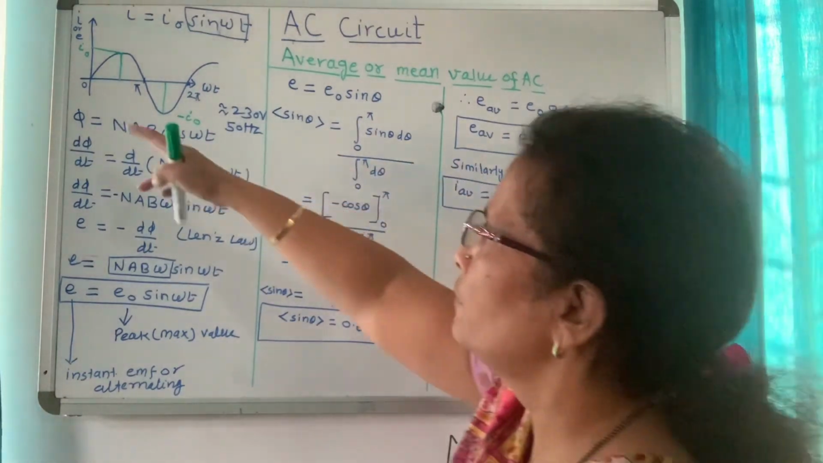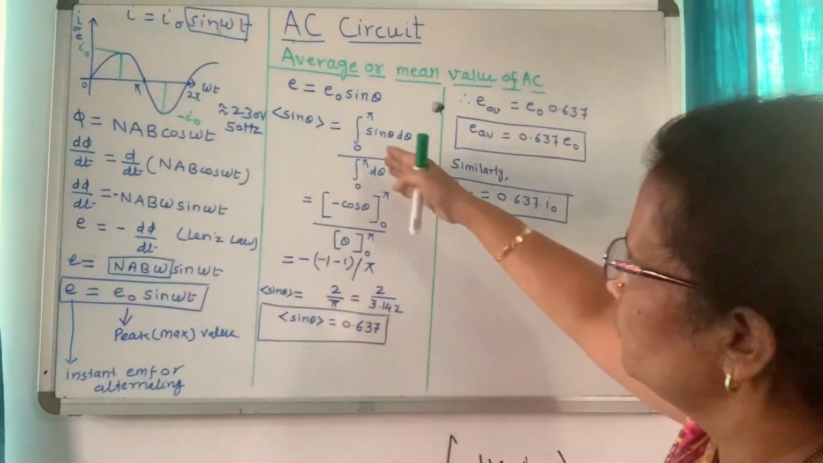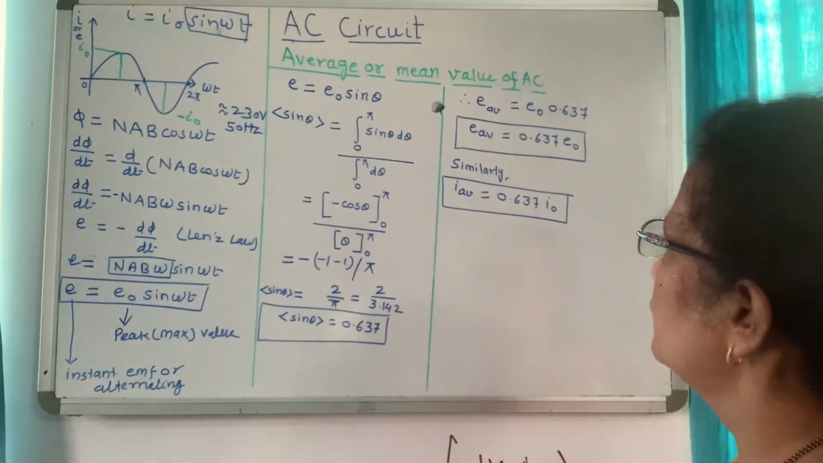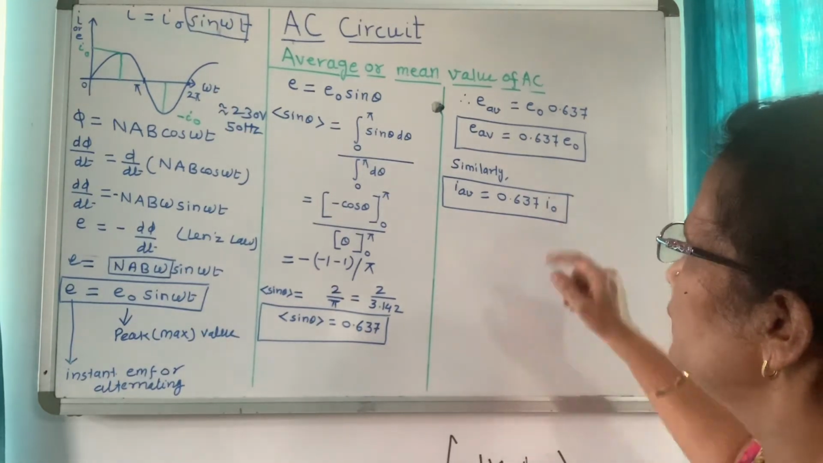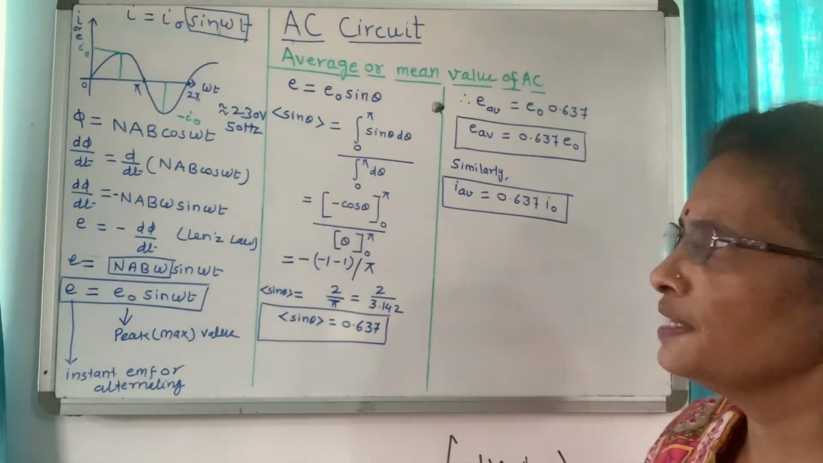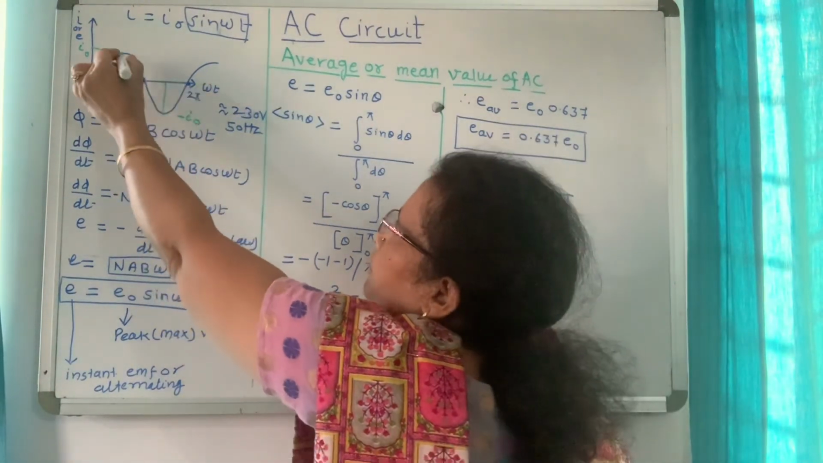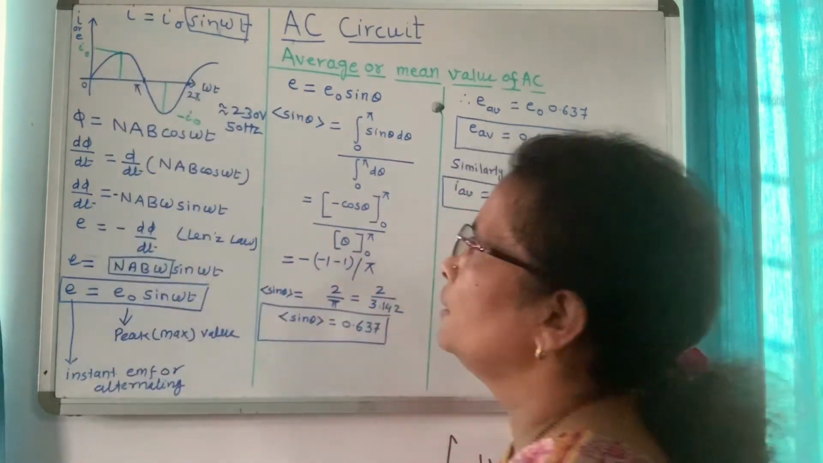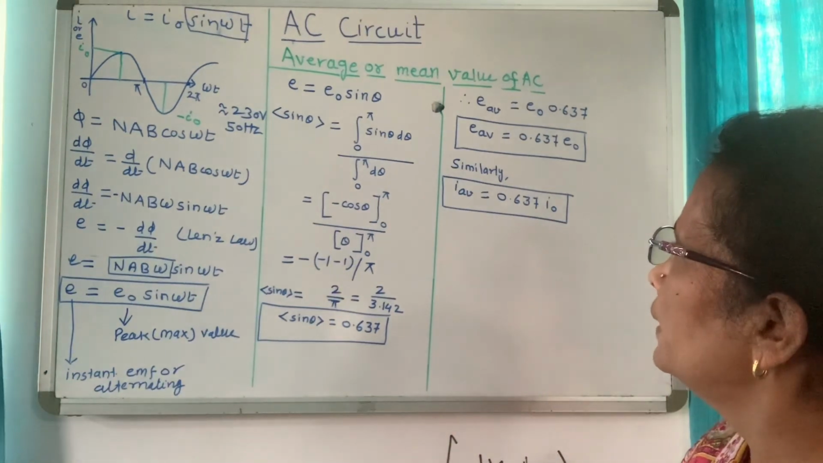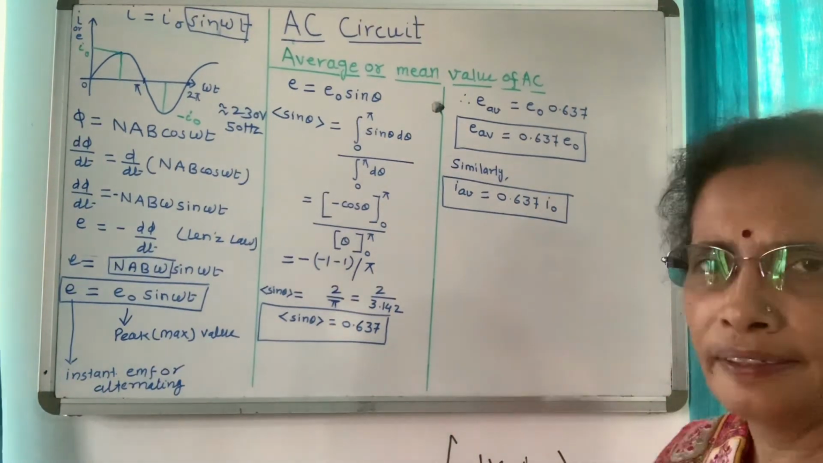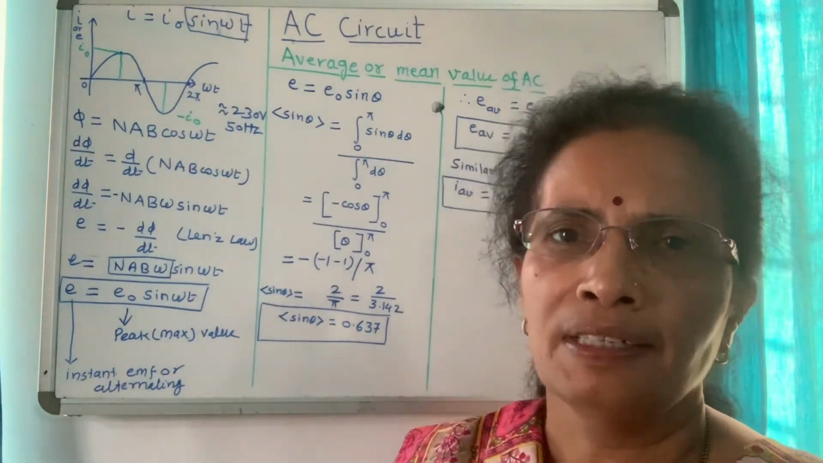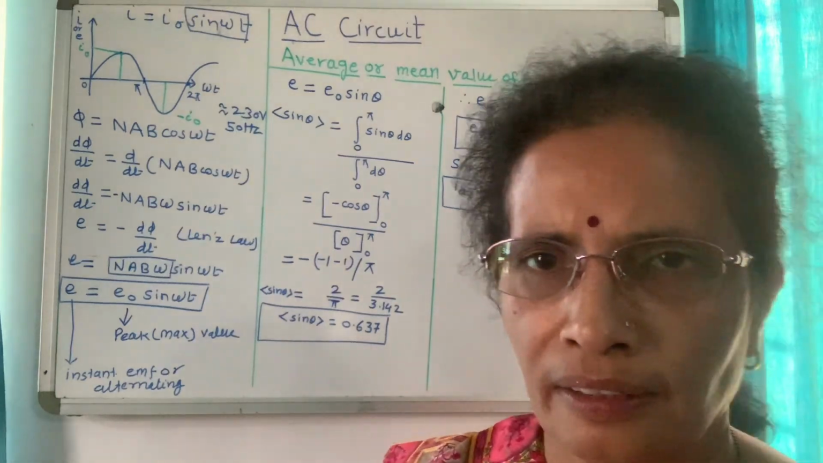Similarly, if this graph is plotted for the current, you will obtain the same result, and I average is equal to 0.637 times I0. What is I0? It is the peak value of the current. What is E0? It is the peak value of the voltage. What is the peak value? It is the sine curve, so the maximum value of the current or voltage is called its peak value. So this is the average value of EMF and the average value of current. Okay. Now in the next lecture we will see what we mean by the root mean square value of the alternating current. Thank you.